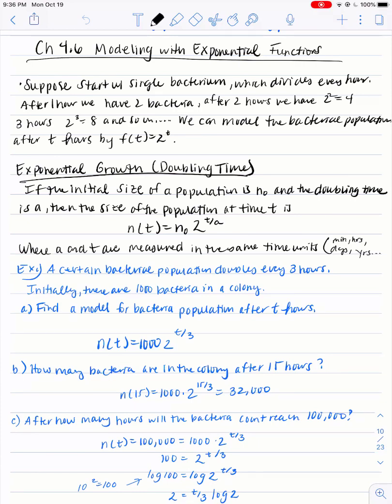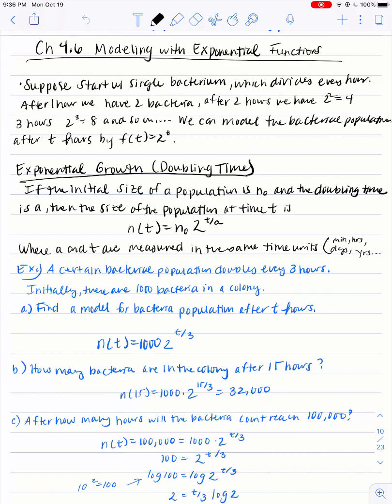Hey everyone, in this video we're going to go over chapter 4.6, modeling with exponential functions. So suppose we start with a single bacteria which divides every hour. So after 1 hour we have 2 bacteria. After 2 hours we have 2 squared equals 4. After 3 hours we have 2 cubed equals 8, and so on.